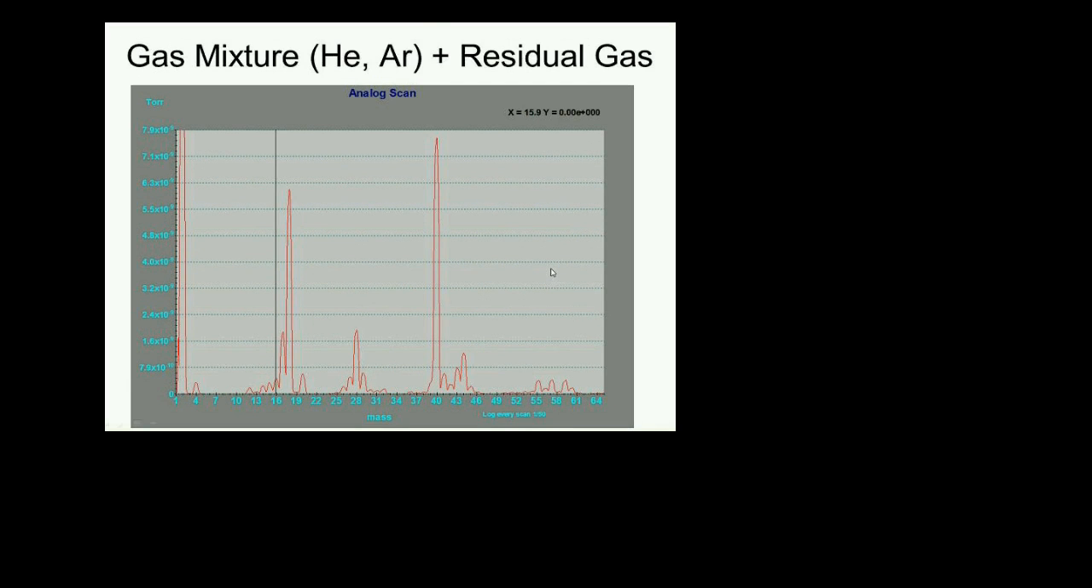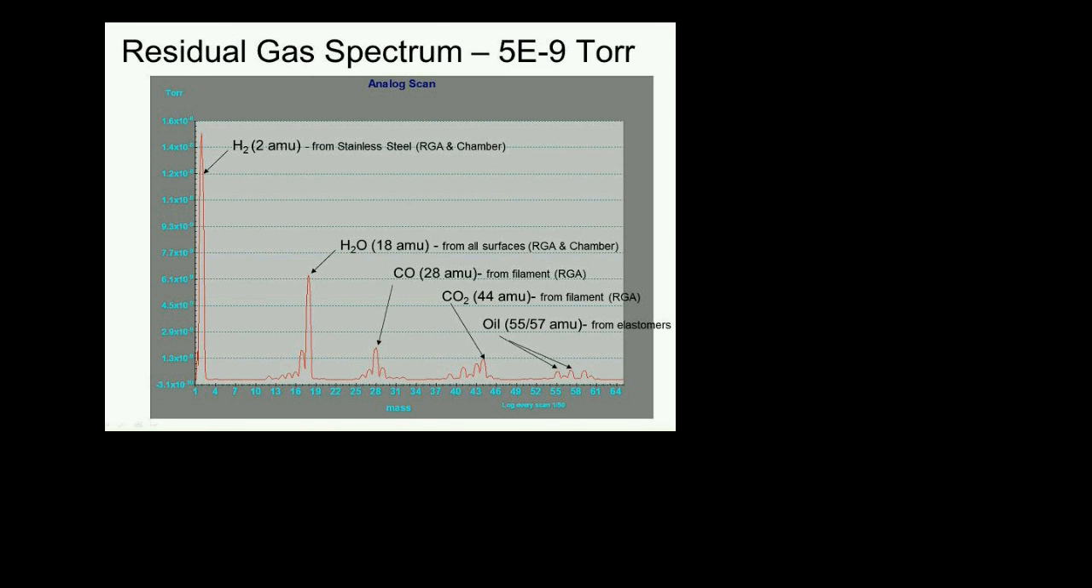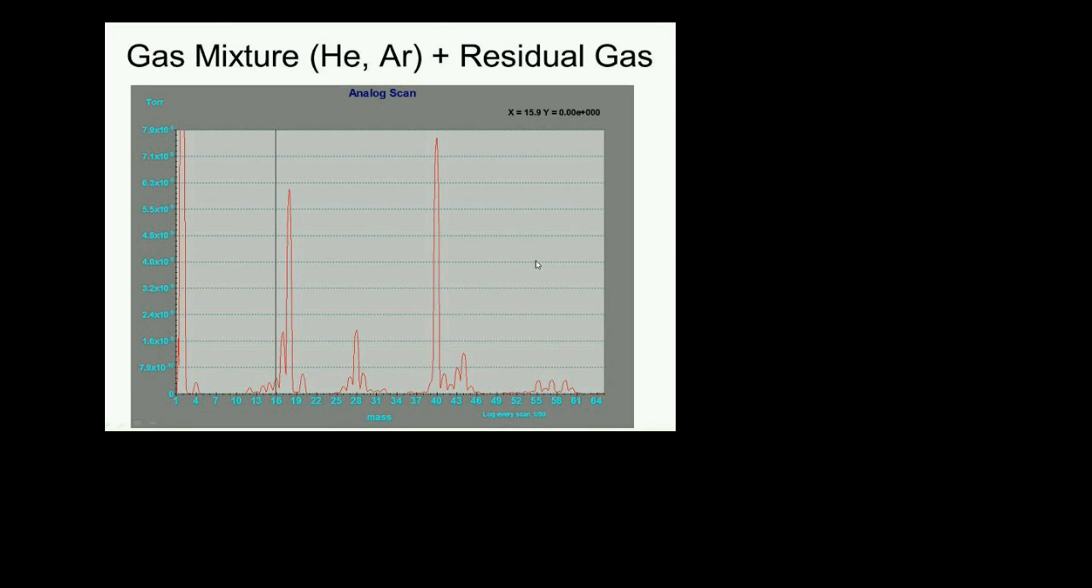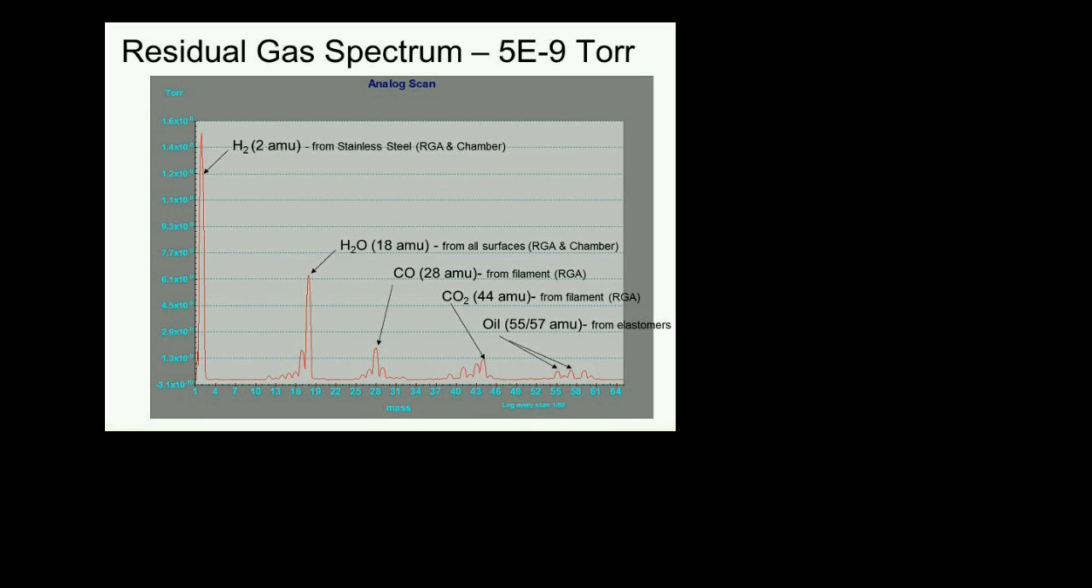Okay, so this is my residual gas right at 5E-9. What I did then is this, which is pretty useful. There are some RGAs that have what is called a background subtraction mode.